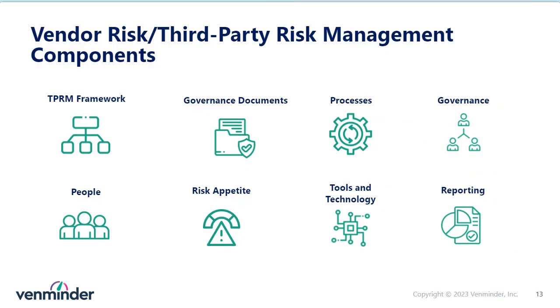So to get started on our program improvement or maturity journey, it's really important to understand that there are basically 8 elements to any third-party risk management program. We'll go through them individually, but that is your framework, your governance documents, all your processes, your actual governance process, your people, your risk appetite, tools and technology, and reporting. So let's take a look at each one.